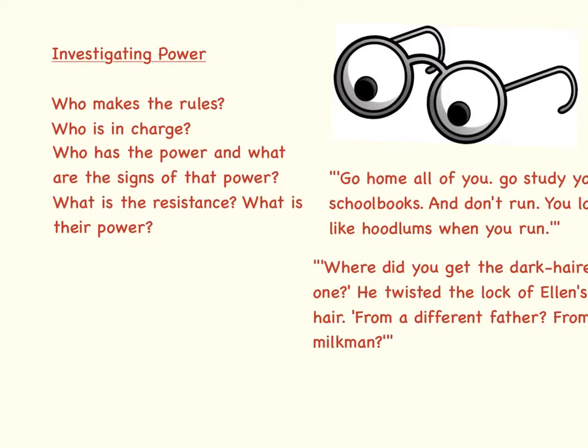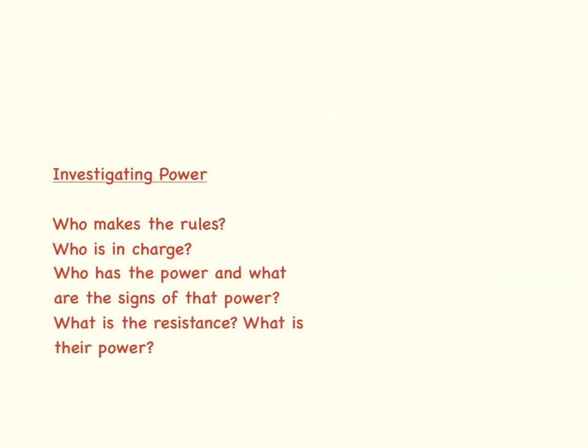Since we have finished Number the Stars, we know that the Nazis had power in Number the Stars. They were the obvious form of power. They made some of the rules. They were in charge. But there was a resistance movement, and they also had power. They had many forms of power. They were working together to smuggle or take the Jews out of the country and protect them. So, as you're reading your book today, you should be investigating power, thinking who makes the rules, who is in charge, who has the power, and what are the signs of that power, and finally, what is the resistance to that power, and what is their power.